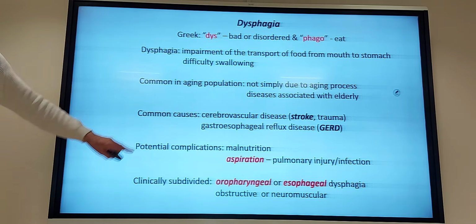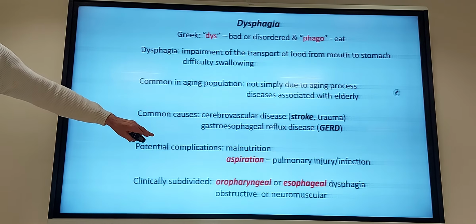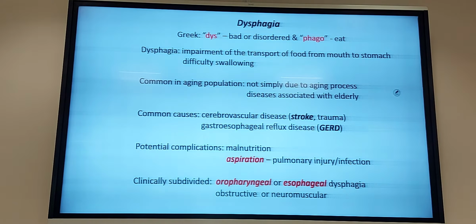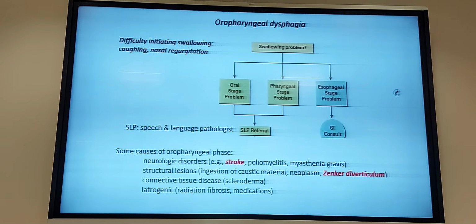Malnutrition, you can try liquid diets, etc. We'll get to that. Clinically, it's oropharyngeal or esophageal phases. That's the way you separate it. Obstructive, neuromuscular. Obviously, obstructive would be developing cancer or something in that area. That's obstructive stricture. Esophageal, we'll get to that.